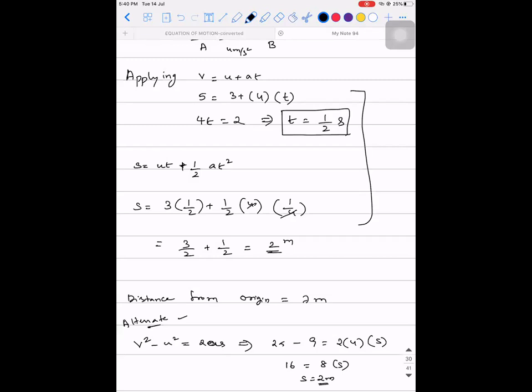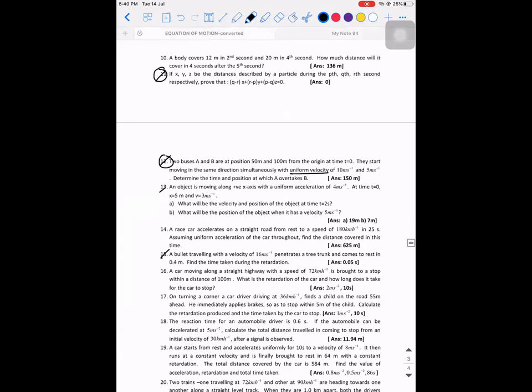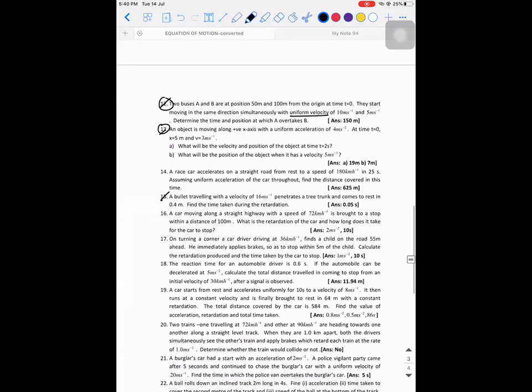Now you're getting the idea of how to apply these equations. Yes, sir. Yeah. So 13th is done. 15th one, what is the doubt?